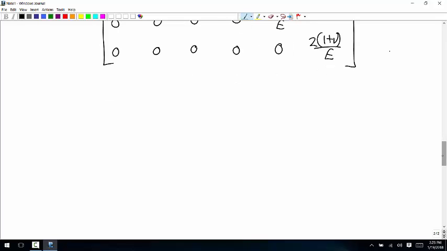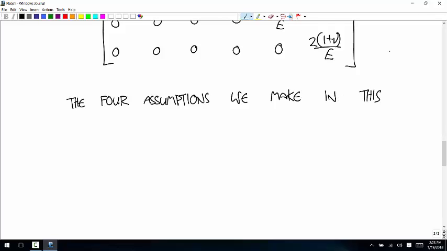So now, before we start doing examples with certain materials and stuff, I want to talk about what cases. So basically, all of the things that we're going to do in this class are relevant for materials and loading environments where we're making these 4 assumptions. Assumptions we make in this class.